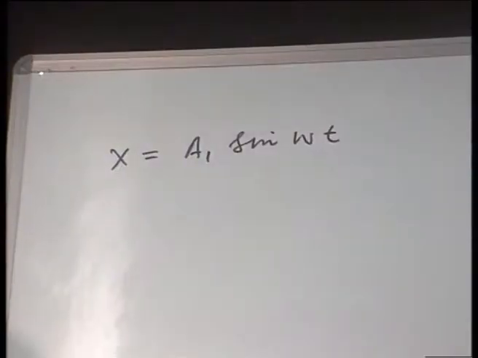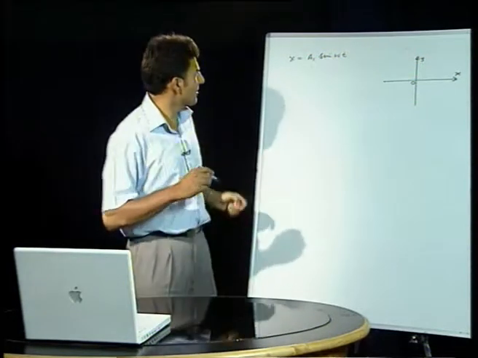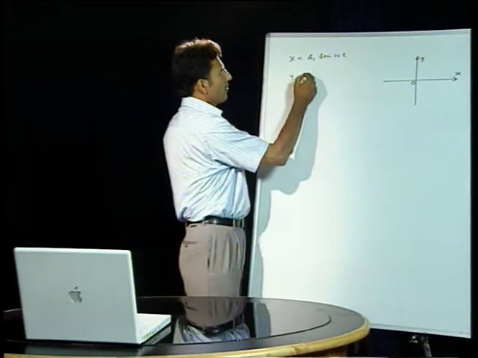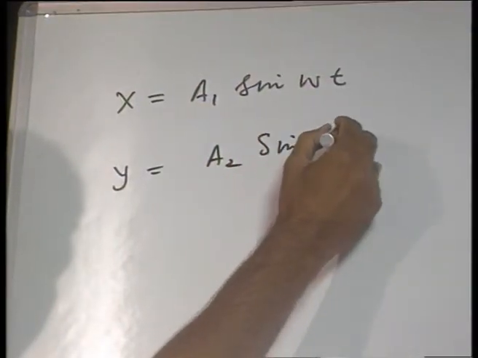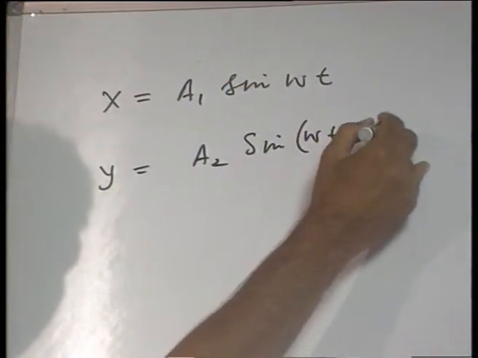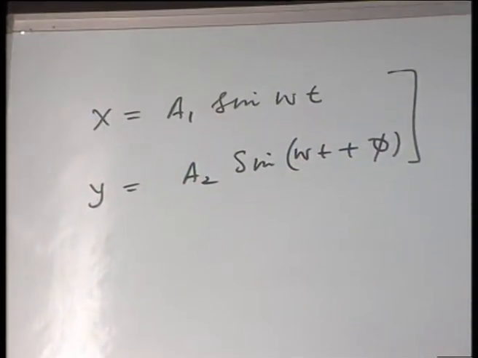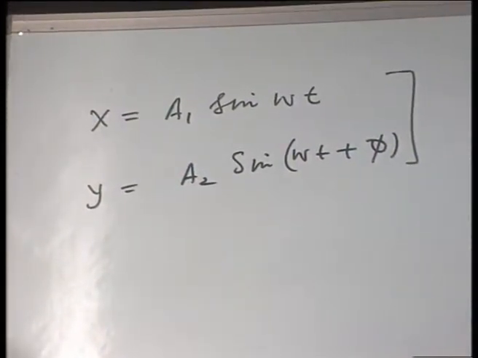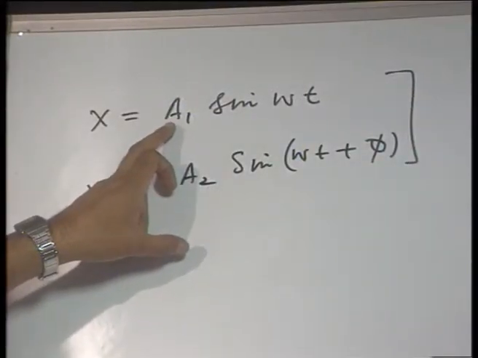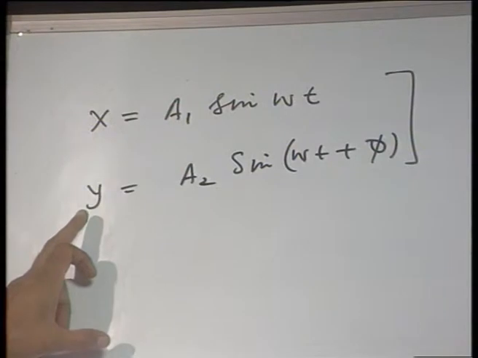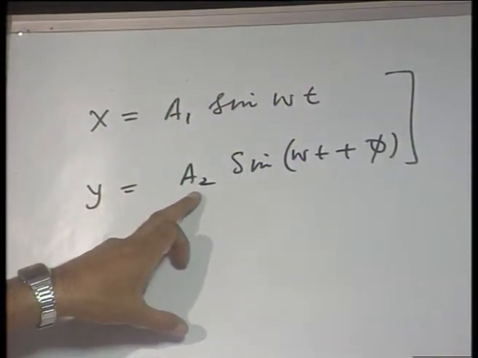composite equation. So the particle moving along the y direction is given by y equal to a2 sine omega t plus phi. These are the 2 equations, one along the x-axis and other along the y-axis. And you see the particle when it moves along the x-axis will move with an amplitude of a1. When the particle moves along the y-axis, it will oscillate with an amplitude of a2.